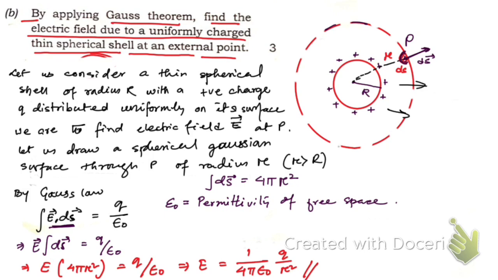So this is the electric field due to a spherical shell at an external point. Hope you have understood this. Now let's move on to the next question.